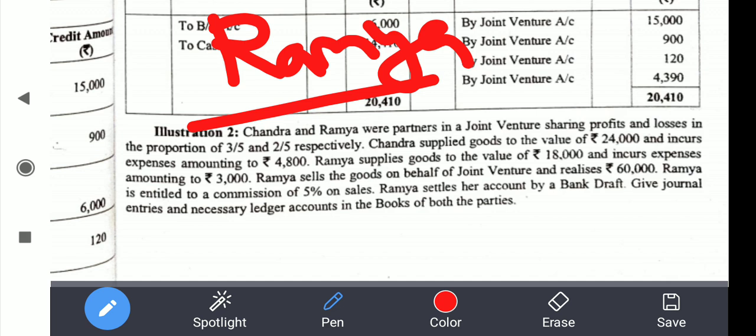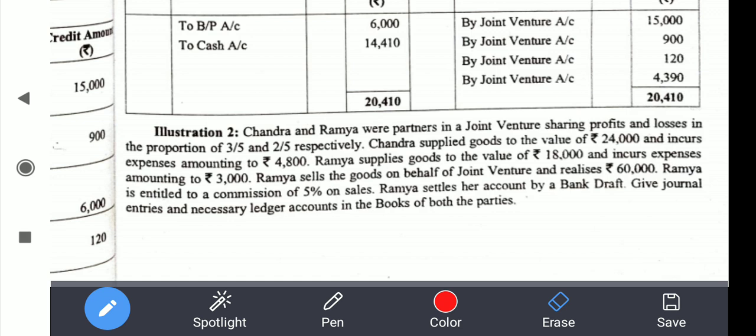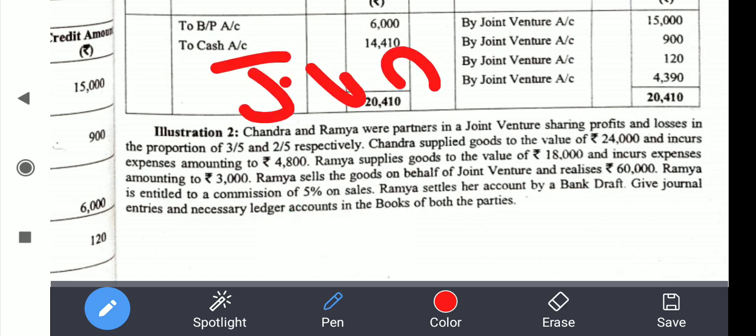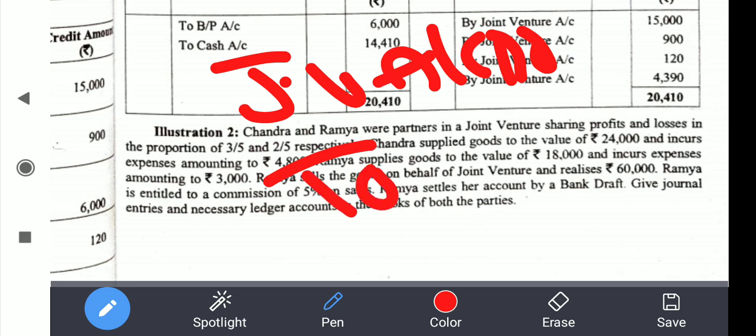So what is the first journal entry? Chandra supplied the goods. If any co-venturer supplies the goods, the journal entry is what? Joint venture account debit to goods account or co-venturer name account. But here what is the journal entry? Tell me. Joint venture account debit to, please tell me, goods supplied by Chandra. Please tell me anyone. So very simple. Joint venture account debit to Chandra account.